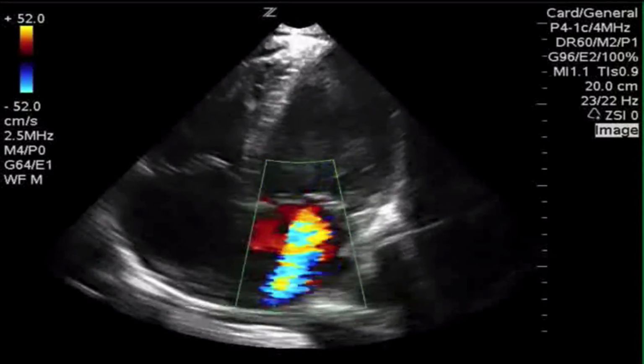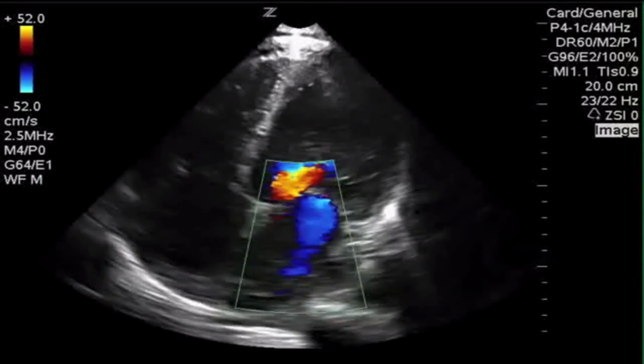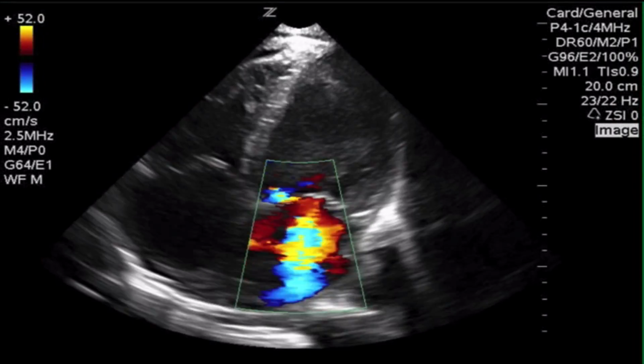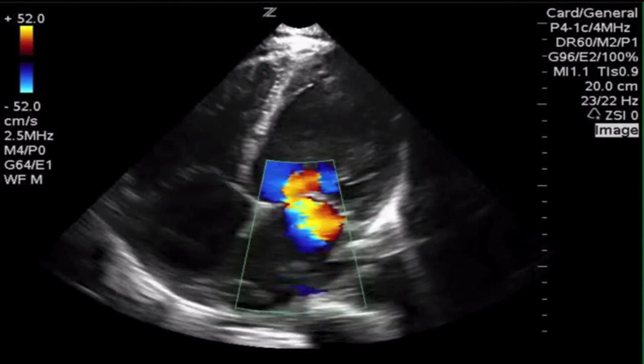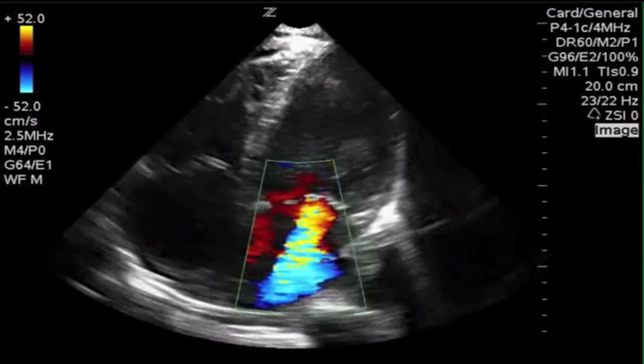In this apical four-chamber, the first thing I noticed but don't want to talk about right now is that there is poor contractility. It is global. This person has structural heart disease and probably a very low ejection fraction.